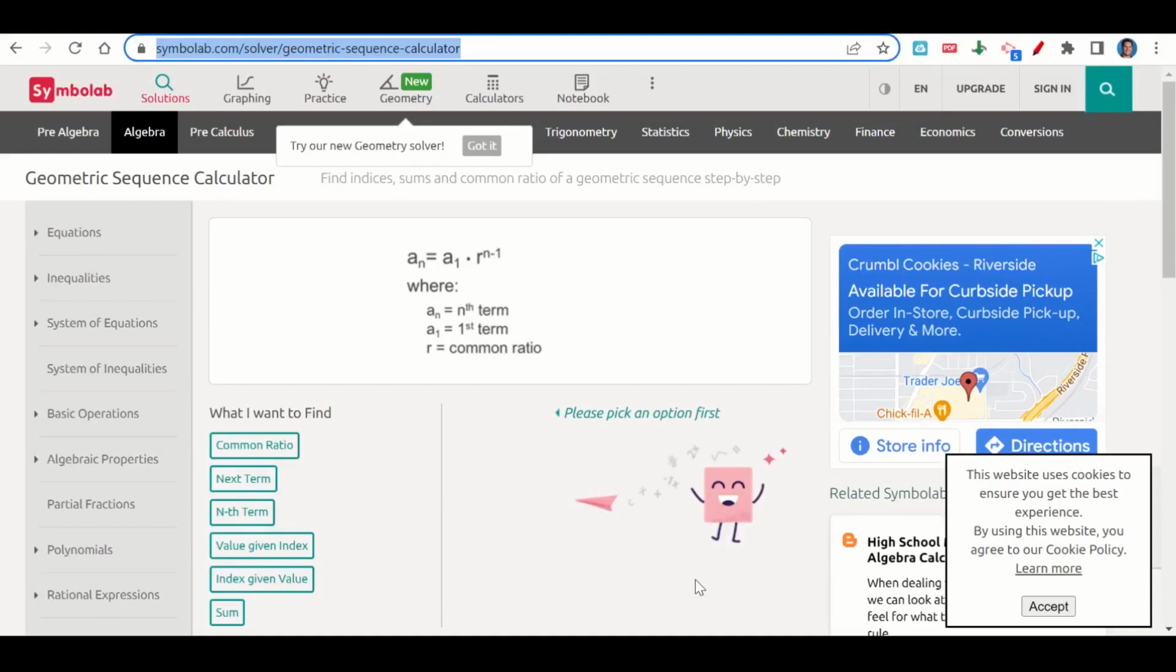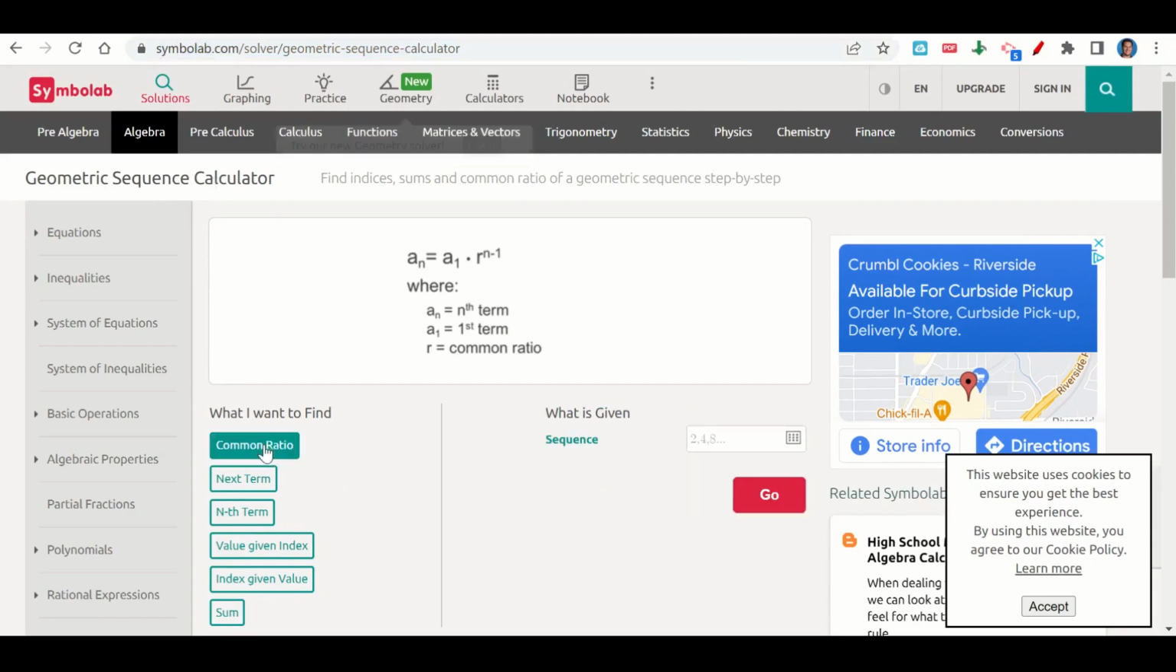Let's take a look now at how we can use Symbolab to find the common ratio of a geometric sequence. So we're going to go to symbolab.com and then we're going to find where it says Geometric Sequence Calculator. And I'm going to click here where it says Common Ratio. And it asks for the sequence. Let's say our sequence is 3 and 9 and then 27. So those are the 3 that we know. I'm going to go ahead and click Go.